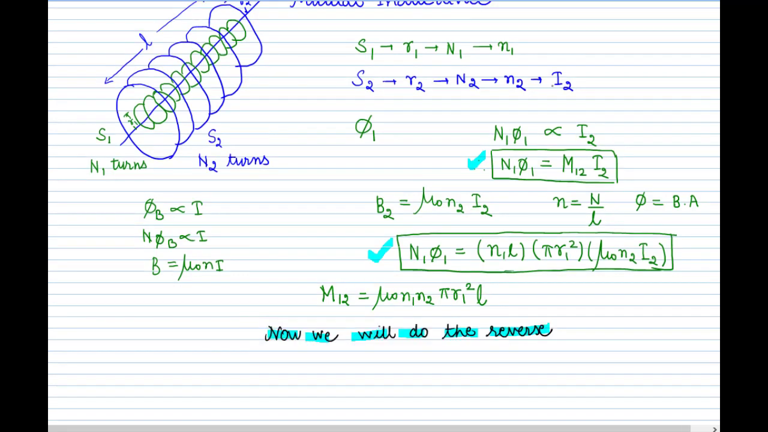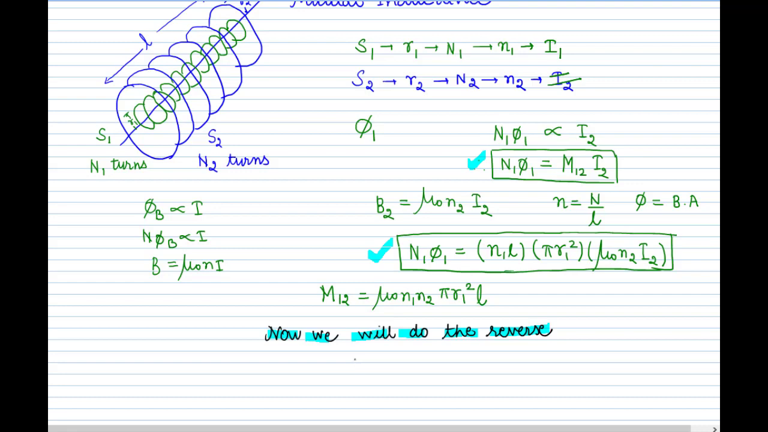Now instead of coil S2, we will flow the current in coil S1. So I1 is the current in the first coil, and there is no more I2. This will give the magnetic flux in the second coil due to the current in the first coil.